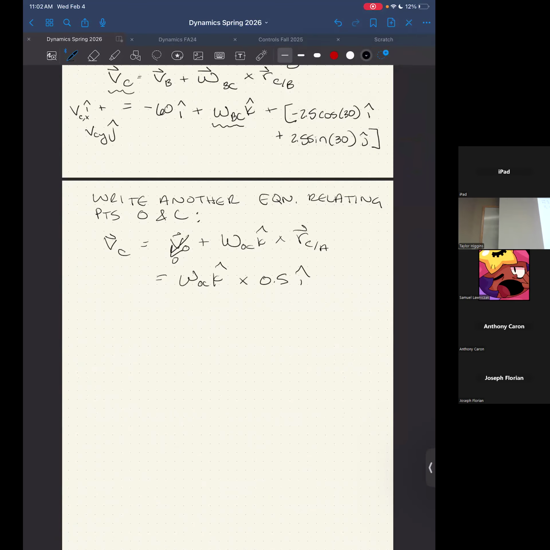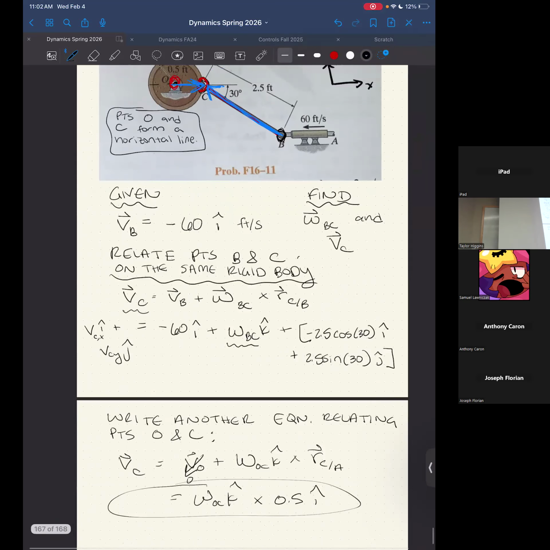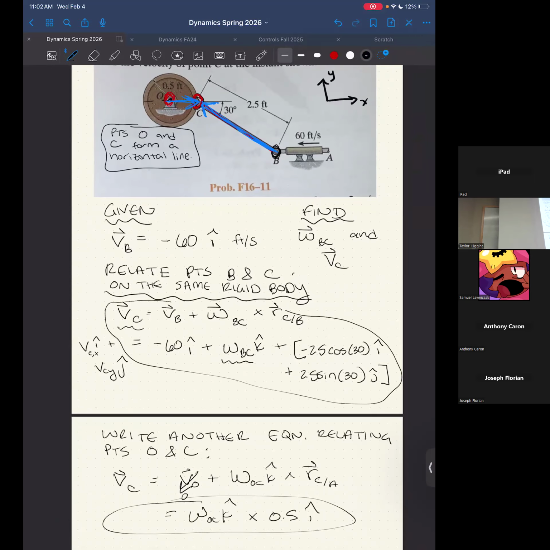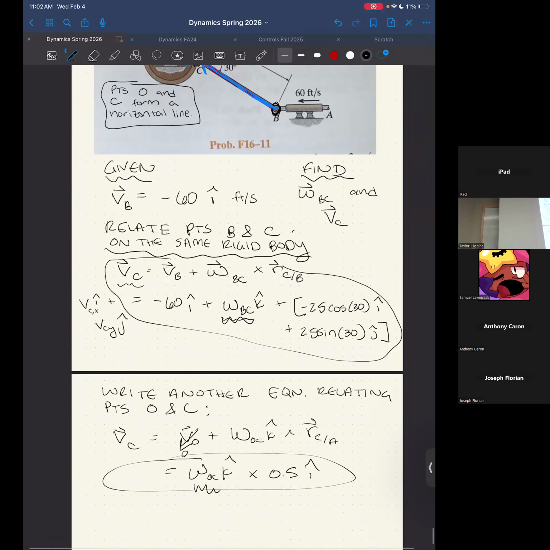Okay, now I'll have an expression for VC here and an expression for VC here, and I can set them equal to each other. I'll end up with two unknowns, omega BC and omega OC. But I'll have an i hat equation and a j hat equation, and I can solve two equations for two unknowns. And that's how I solve this problem.